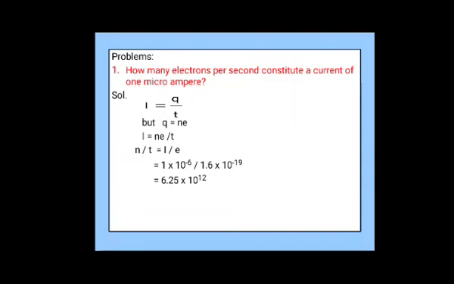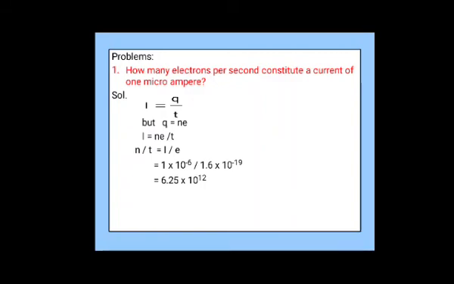So very simple one. You have to take the help of the formula, that is I = Q/T. What is Q here? Charge. Charge can be expressed as Q = ne. n is the number of electrons, e is the charge of an electron. If you substitute Q = ne there, you will get I = ne/t. In the problem, how many electrons per second? So, n/t we will take, that is equal to I/e.